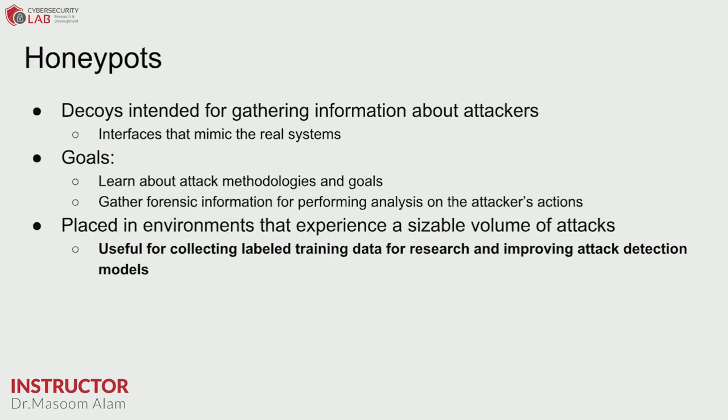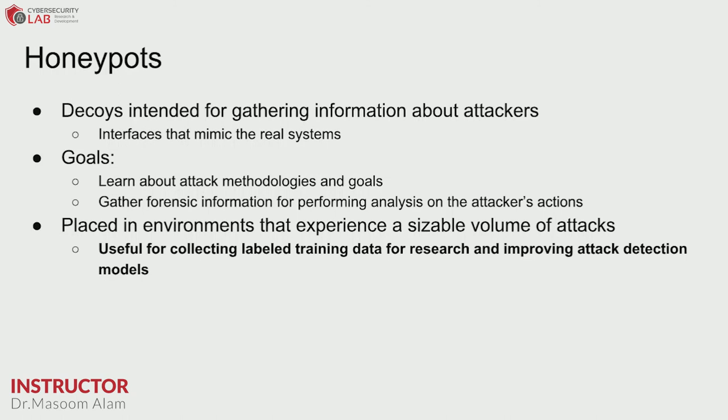Now, one last component of the network theory of defense is the use of decoys or honeypots. Decoys are intended for gathering information about the attacker. You lure the attacker by providing the easiest target within different segments of the network. This is another approach, called deception-based security. The goal is to learn about the attacker's methodology and goals and gather forensic information for analysis of the attacker's actions. So you want to know the attacker before it goes to the actual target, and you want to slow down the attacker. Decoys are placed in the environment to experience a sizable volume of attacks.